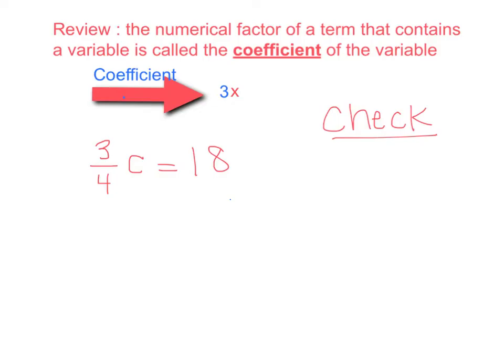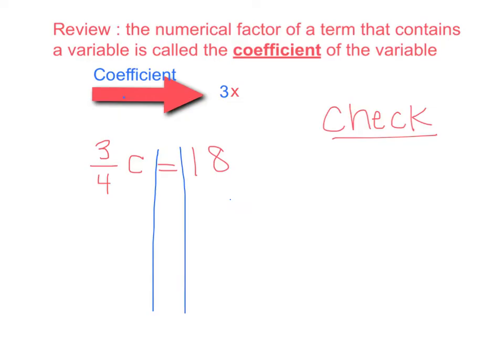A coefficient is the numerical factor of a term that contains a variable. So in my example of 3x, 3 is the coefficient. That's going to be important to remember. Now, when we are solving this equation, 3/4 c equals 18, we want to get the c by itself. So I always like to block off my equal sign.